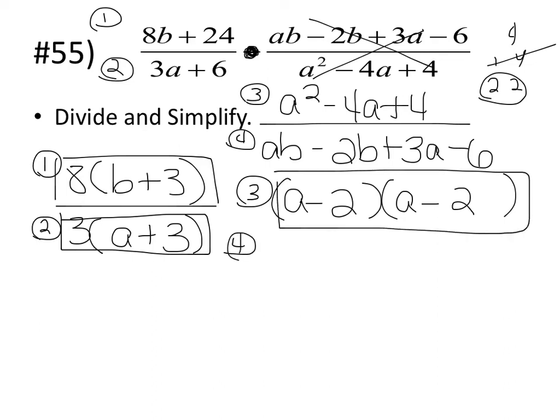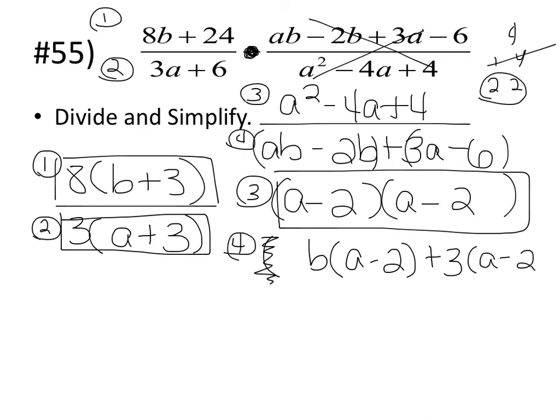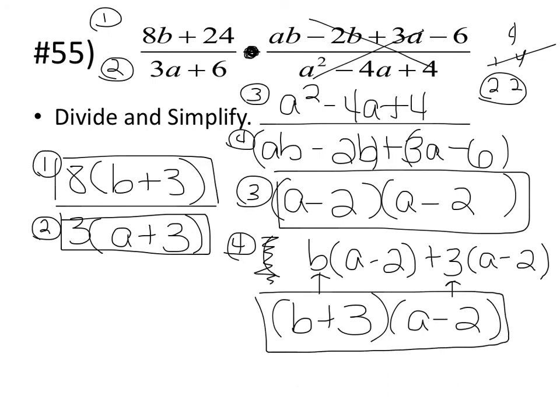And then 4, you're going to factor by grouping. So in the first group, you're going to factor out a b, leaving behind a minus 2. And in the second group, you're going to factor out a 3, leaving behind a minus 2. So when you rewrite this, remember it's outside. So you've got b plus 3 times a minus 2. And that's going to be 4.